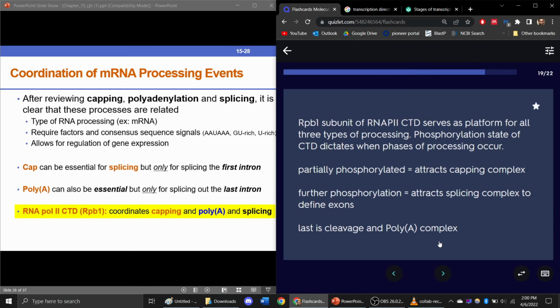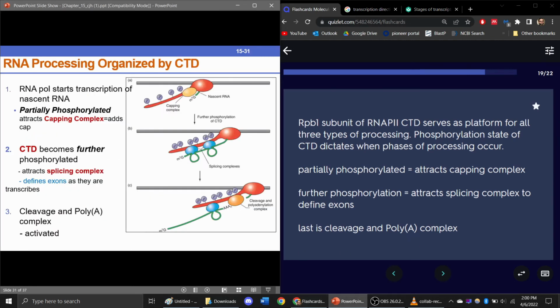The shift as to whether the CTD is helping with capping, splicing, or polyadenylation is based on the phosphorylation state of the CTD. As transcription is occurring, and since this process is happening co-transcriptionally, the CTD of the polymerase is going to accumulate phosphorylations, and that's going to phase-transition it from capping to splicing to polyadenylation in a smooth, sequential manner.